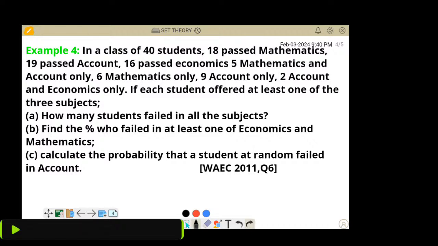And you have to find the percentage that failed in at least one of economics and mathematics. Also, we have to calculate the probability that a student at random failed in account. Okay, in order to do this, we are going to draw a Venn diagram again, and we are going to represent the 3 sets in the Venn diagram.